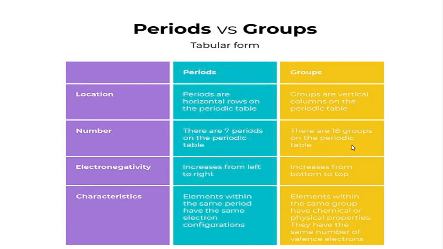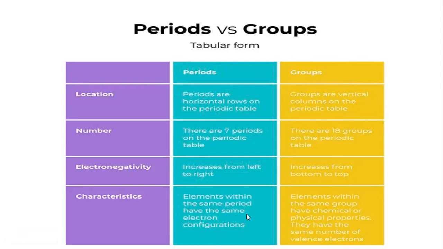Next is electronegativity. Electronegative properties increase from left towards right across a period, whereas in groups, they increase from bottom to top. So at the right top side of the periodic table, you have good electronegative properties found in the elements present at the right top side of the periodic table.